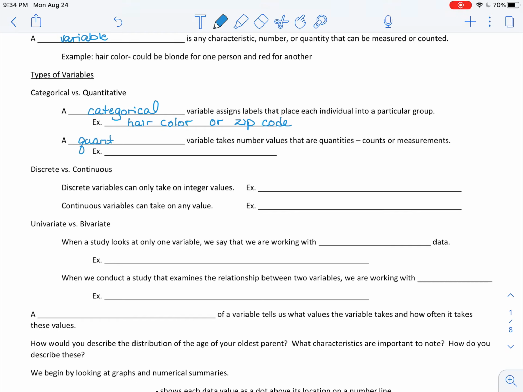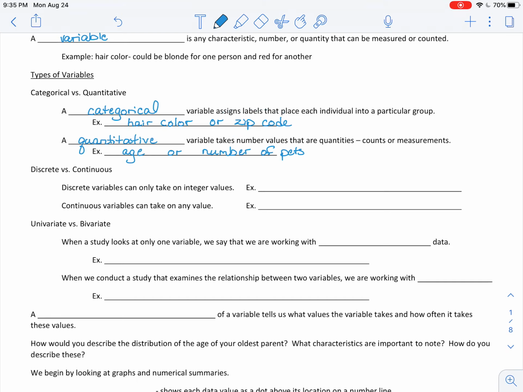You can also have quantitative variables, sounding like quantity. So these will always be numerical values. So it's going to be counts or measurements. So when I ask the age of your oldest parent, that is a quantitative variable that I was studying. If I instead ask the number of pets that you have, that's a quantitative variable. So all quantitative variables will be numbers. Not all numbers will be quantitative variables.